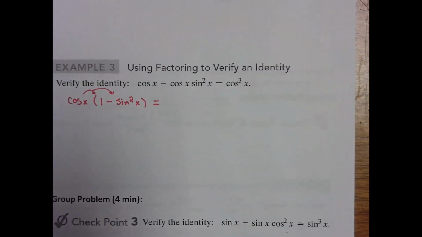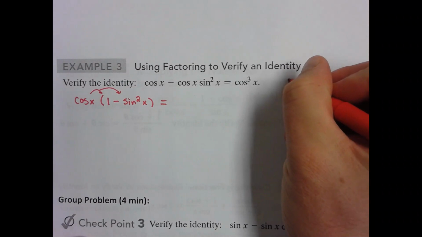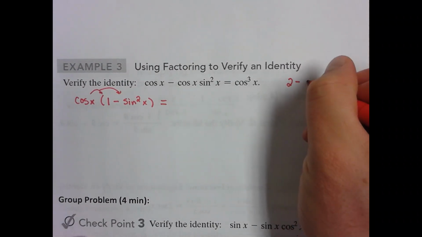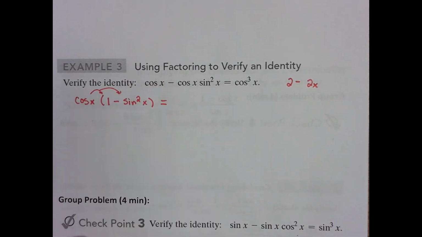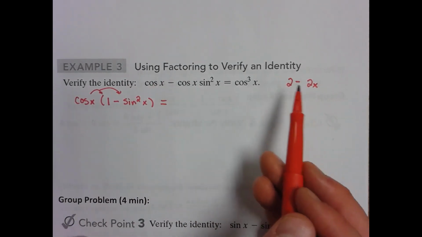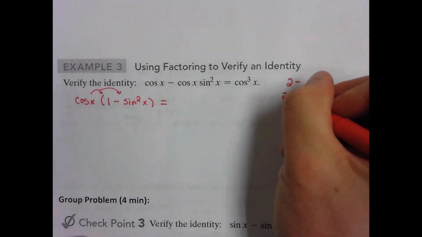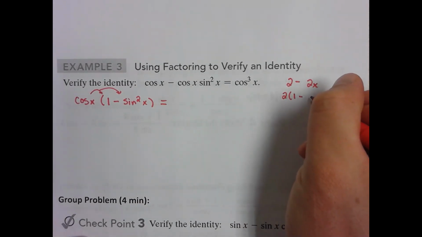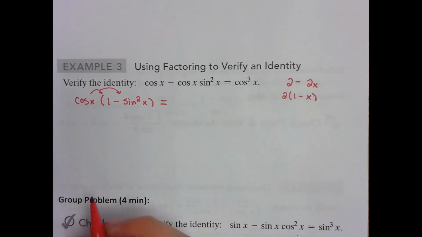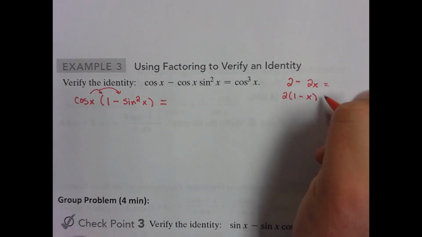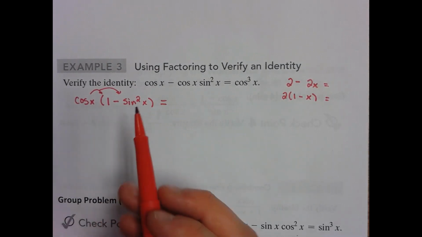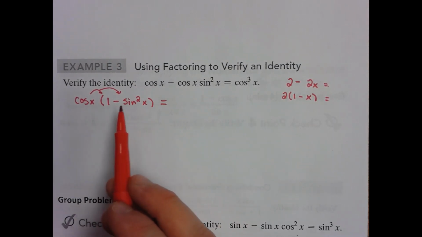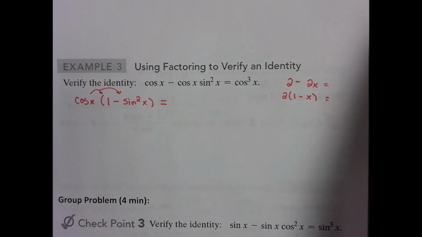Another kind of comparison here, this would be the same thing as if we had like 2 minus 2x, where the 2's are essentially the cosines in this problem. Both of these terms have a 2 that I could then factor away, making that the same as 2 times 1 minus x. So same idea as what we've already done with factoring, but now I'm just factoring out the cosine of x.